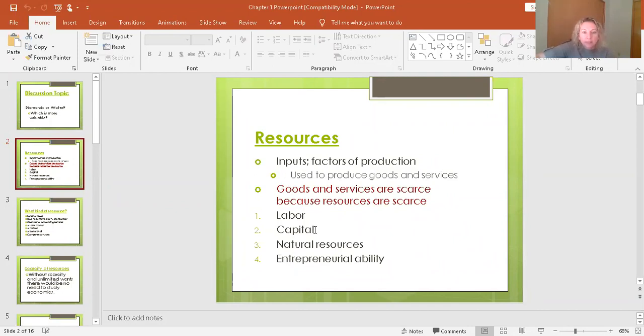Capital is a good that we produce to produce other goods. So for example, you build a factory, not because you want a factory, but because you're going to use it to produce something else. You buy a piece of heavy equipment, you buy machinery for your factory, whatever it is, not because you want that thing. You want what that thing produces for you, okay?